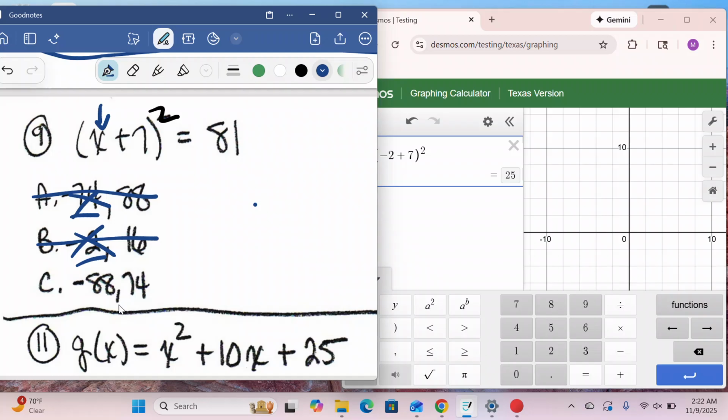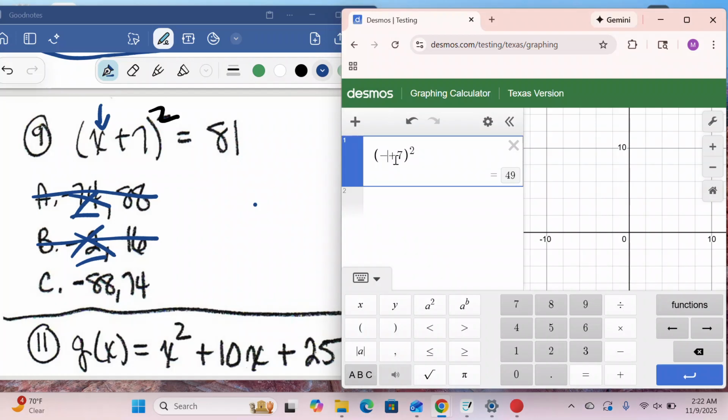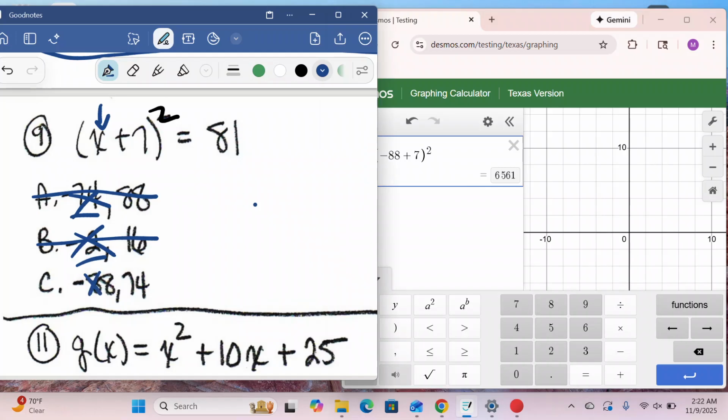So I'm going to go ahead and input the last one, which is negative 88. So I'm going to go ahead and place an 88 here, and that gives me 6,561, which is also wrong. So this does not give you an answer. So this is no answer or no solution.